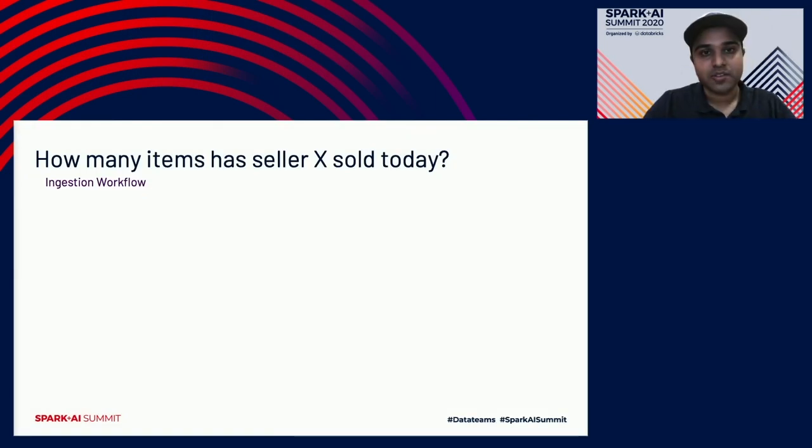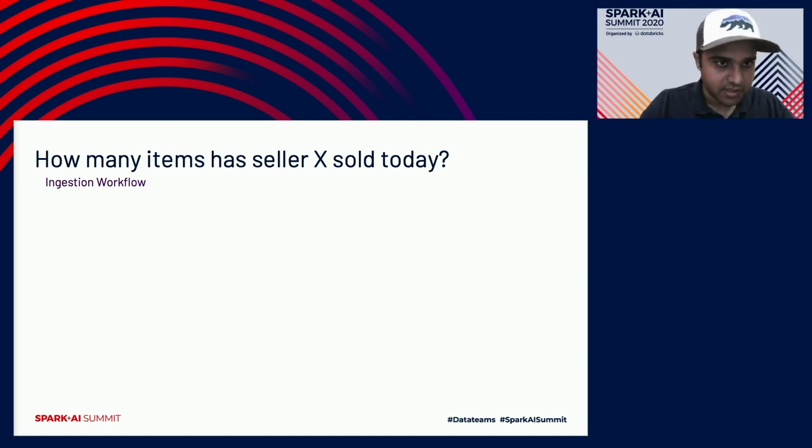So now that we saw that a count-min sketch is a frequency table, a hash table replacement, let's try to answer the question: how many items has seller X sold today? This is nothing but a frequency question, right? If you were writing a SQL query, you'd select star from the table, group by seller, and get the count based on the seller ID.